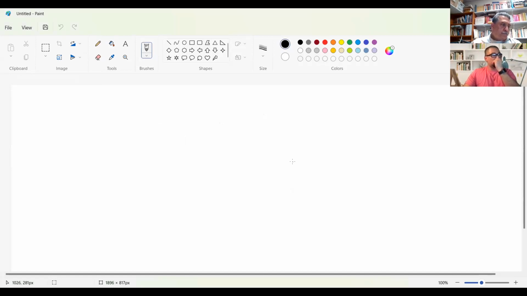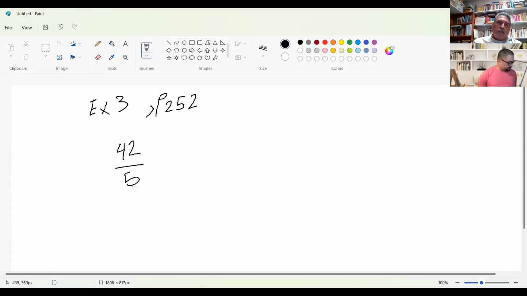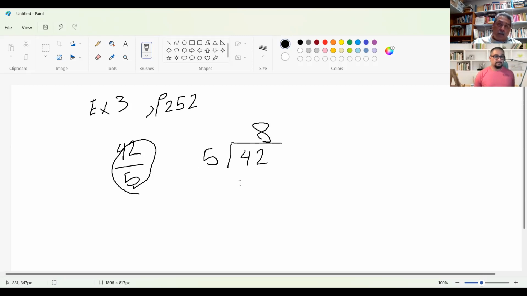Okay. For example, example 3 of our textbook, page 252. It says convert 42 over 5 to a mixed number. This is an improper fraction. We want to convert it to a mixed number. So we do the division. 42 divided by 5. 5 goes into 42 8 times. So you get 2. So this is my quotient. This is my remainder. And this was the divisor, or the denominator.